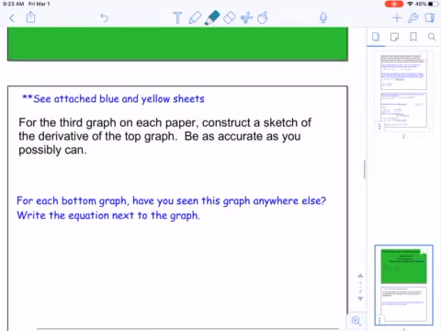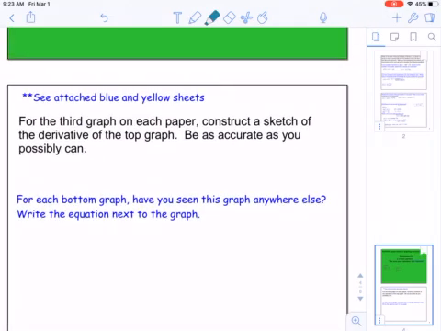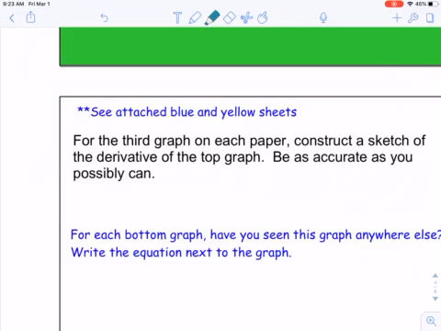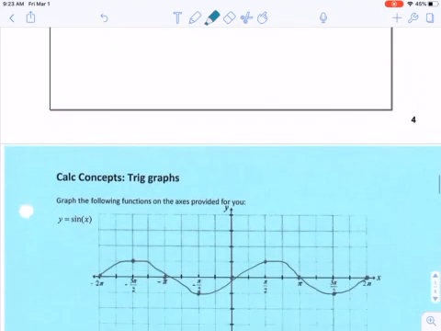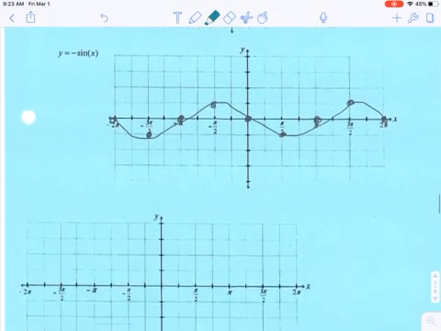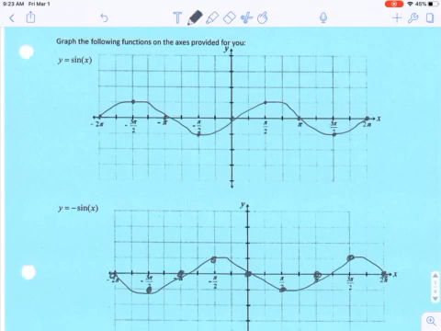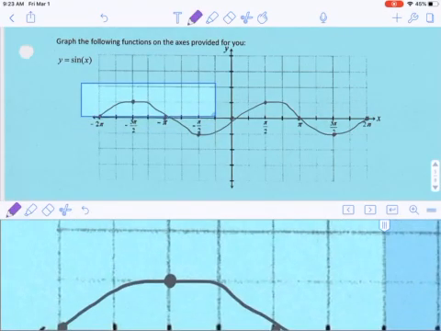Okay, then what I would like you to do, you should have already constructed the graphs for yourself, is on the third graph of each piece of paper, I want you to construct a sketch of the derivative of the top graph. Be as accurate as you possibly can. Okay, so here's what I'm saying. For this top graph, here I'm practicing the skills that we've talked about before, I should be looking for places where this graph has 0 slope.